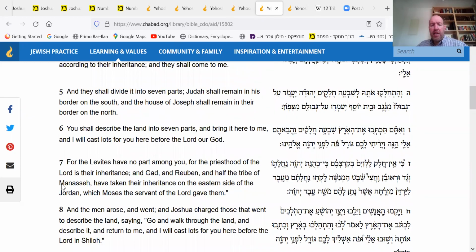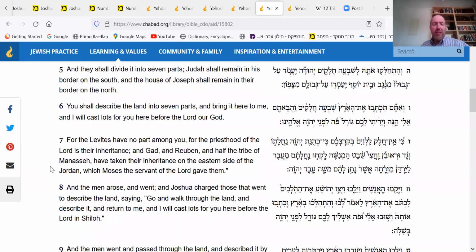And again, the statement, for the Levites have no part among you, for the priesthood of the Lord is their inheritance, and Gad and Reuben and half of the tribe of Manasseh have taken their inheritance on the eastern side of the Jordan, which Moses, the servant of the Lord, gave them. So we see that framework of the 12 tribes being kept, and doing the math, here we have 7 left.